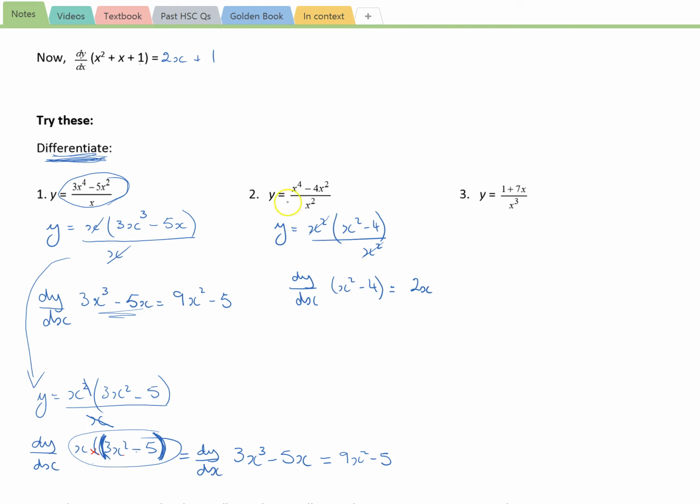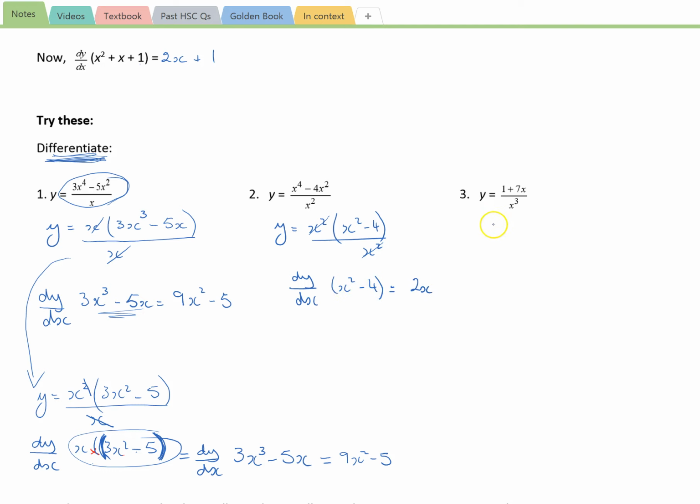And with example 2, you can see I've got an x squared in the denominator. So this time I am going to take out x squared. Taking out x squared is a possibility, leaves me with x squared minus 4. The x squareds cancel, so I'm going to differentiate x squared minus 4, which is simply just 2x.